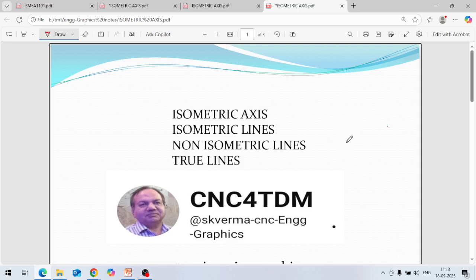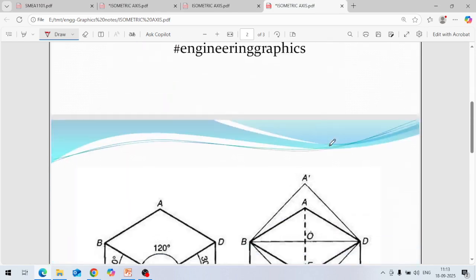In this video, we are going to discuss isometric axes, isometric lines, non-isometric lines and true lines. So let us discuss these things.